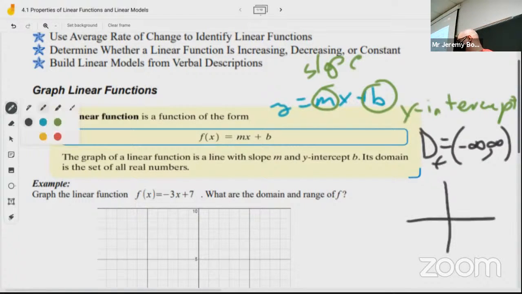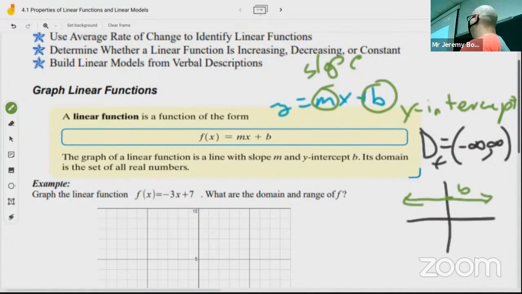Good. So if you have a horizontal line, its range is whatever b is, because b is your y-intercept. So whatever that value is, that is the range. It's just a single value. So a horizontal line is the only one with a different range.